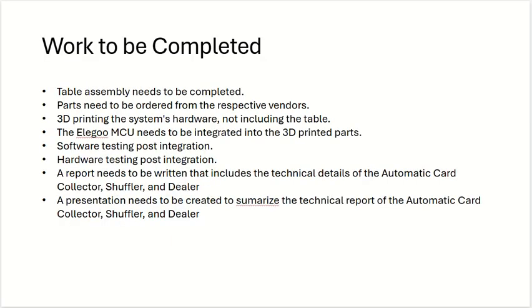Work to be completed. A table assembly needs to be completed. Parts need to be ordered from the respective vendors. The 3D printed system hardware does not include the table. The Igloo MCU needs to be integrated into the 3D printed part.